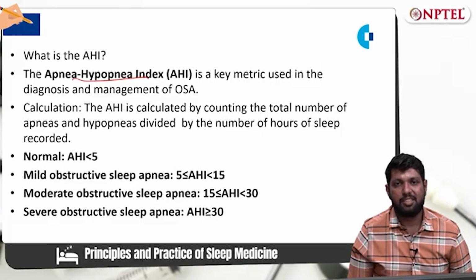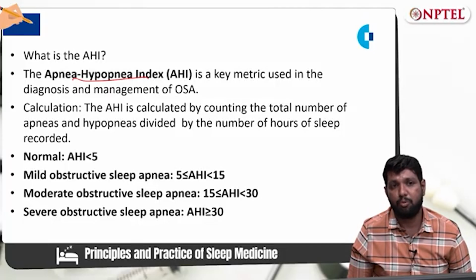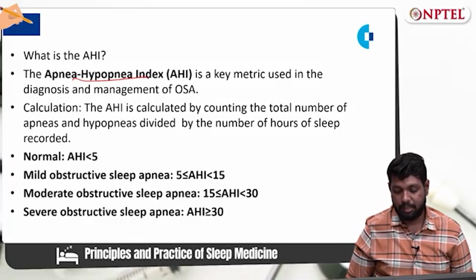Calculation. AHI is calculated by counting the total number of apneas and hypopneas divided by the number of hours of sleep. The normal AHI will be less than 5, while mild obstructive sleep apnea will have an AHI between 5 to 15, moderate OSA has 15 to 30 and severe OSA has more than 30 AHI.